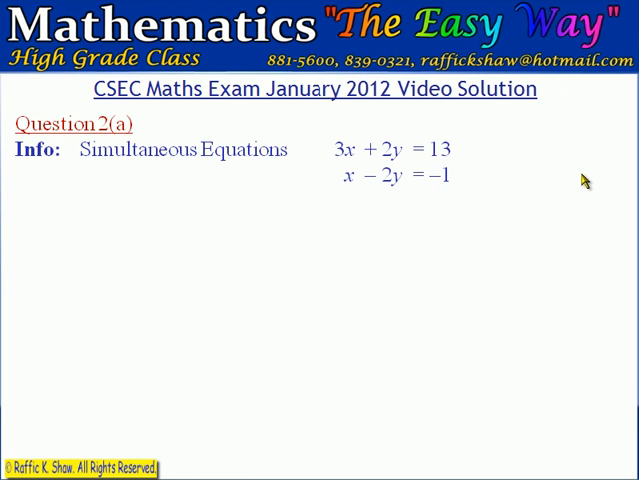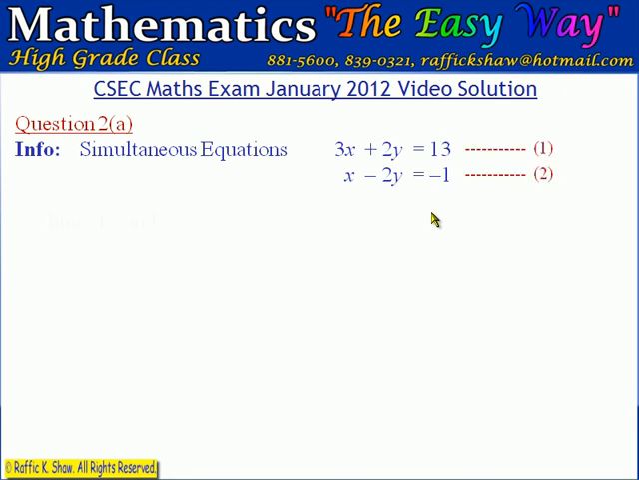Welcome to question 2 part A, January 2012 CSEC math exam video solutions. Question 2 part A gives us a pair of simultaneous equations to solve. These are the simultaneous equations. If we observe, we have a plus 2y here and a minus 2y in this second equation. So we can eliminate y from these two equations if we simply add them. Let's go ahead and do that.